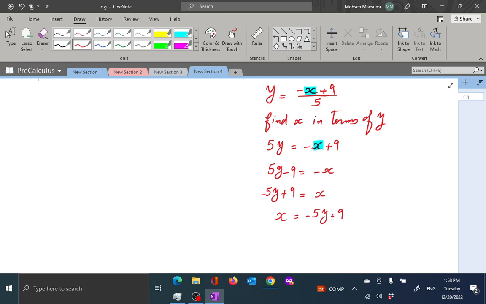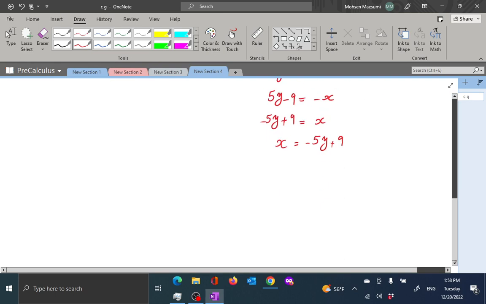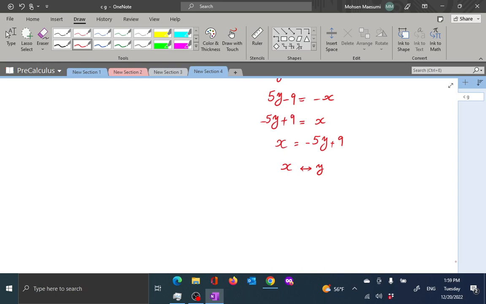So this formula, even though this is exactly the same thing, we write it as x is equal to minus 5y plus 9. Now at the very last step, we are going to use something that is just traditional, which is the input of a function is taken to be letter x. So what we do at the very end is exchange x and y. X and y, we're just going to change their names. Instead of y we write x, instead of x we write y. Now that is the inverse function of the original function.